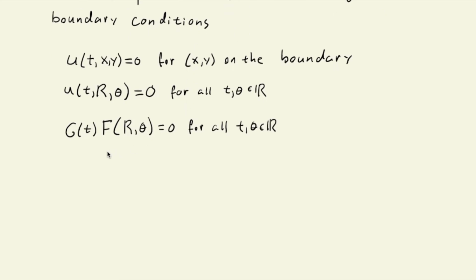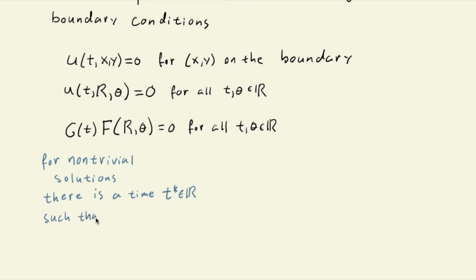Which means that for non-trivial solutions, there is a time, say t star, sometime such that g(t star) is not 0, which means this has to be true for all values of t and theta.